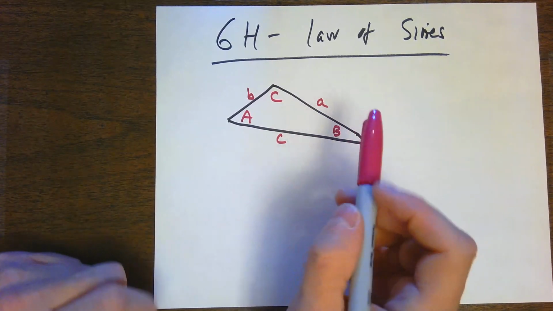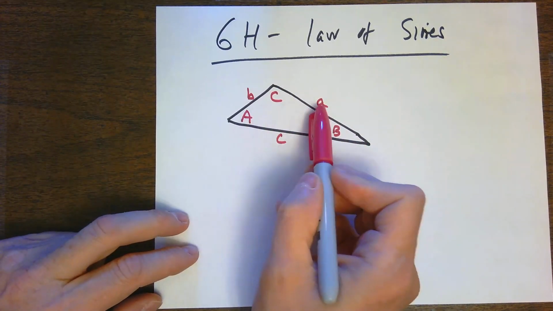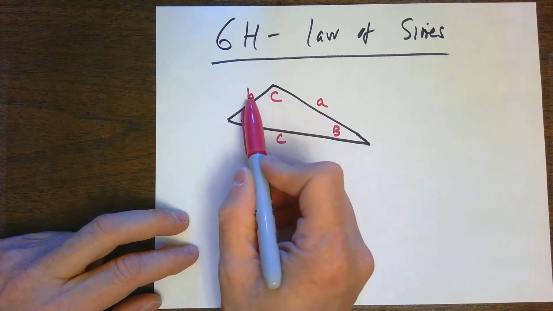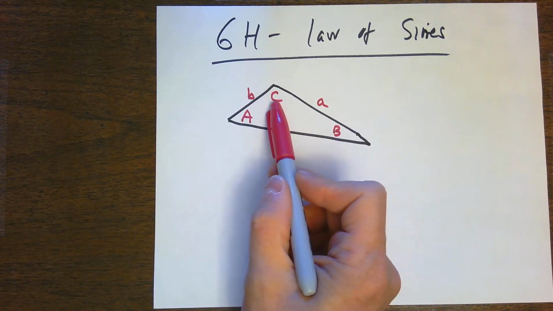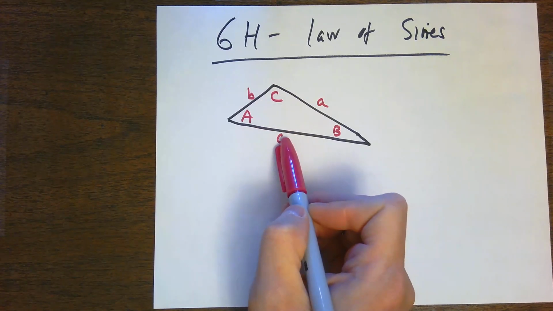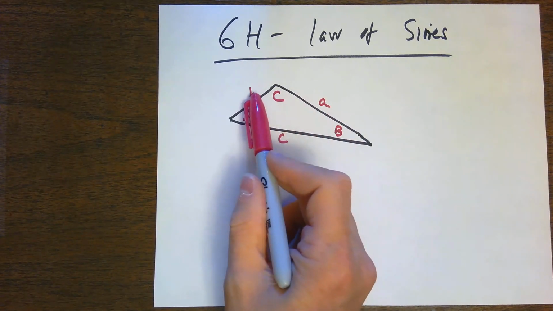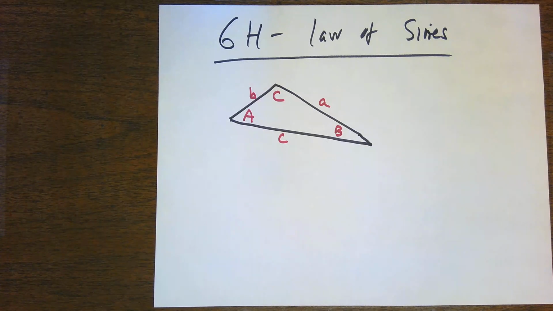Again, just like in the law of cosines, notice that angle A, side A, angle B, side B, angle C, side C. Whichever is the biggest angle will be the biggest side. Whichever is the smallest angle across from it will have the smallest side, and so on. That's Pythagorean inequality, right? We should remember that from geometry.